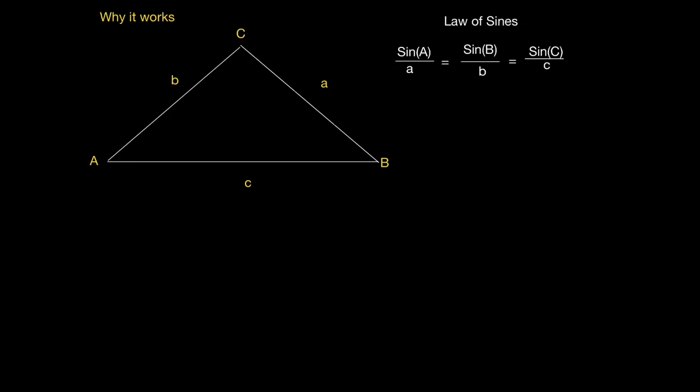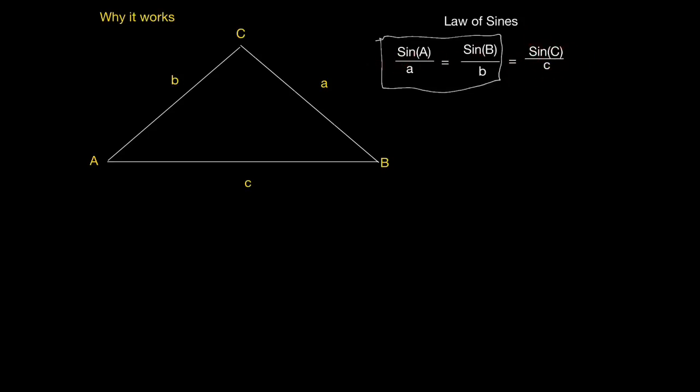Okay, now I'm going to show you why this formula works. Now I know that in the examples, I only used this part right here, sine of a over little a equals sine of b over little b. Honestly, that's all you really need. But for the generic form, of course, sine of c over c is also equivalent.